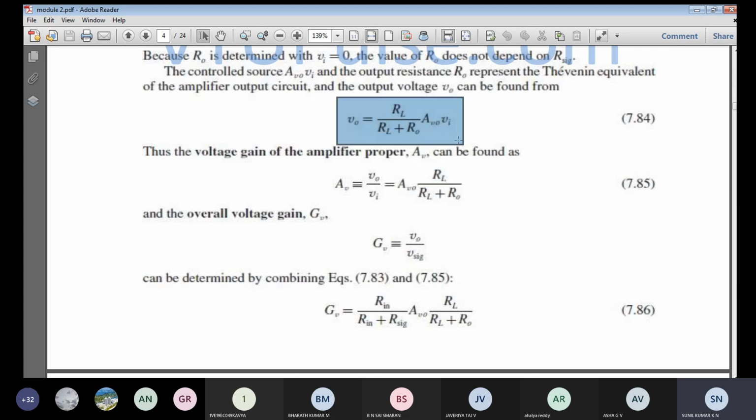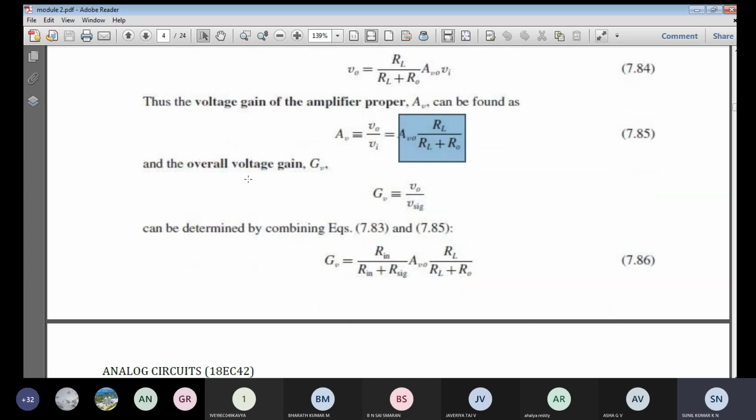So next, we need to find out this one, no? We have already found the output voltage, so divide by Vi, and that gives the amplifier gain, the voltage gain. So we found V0, divide by Vi, so Vi will get cancelled and we are left with this parameter. This is nothing but the voltage gain of the amplifier proper, Av.